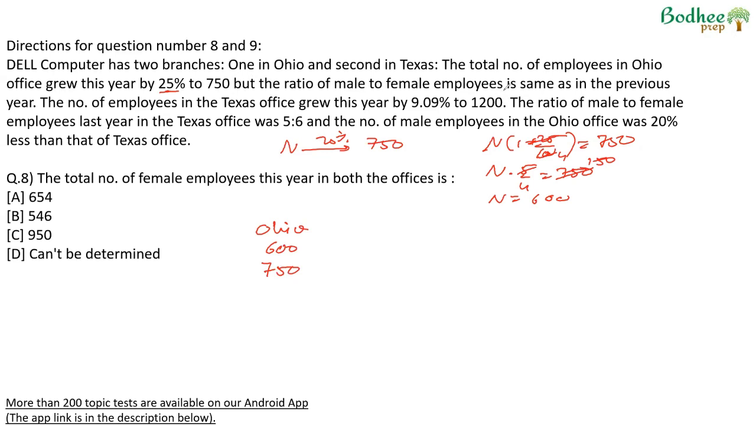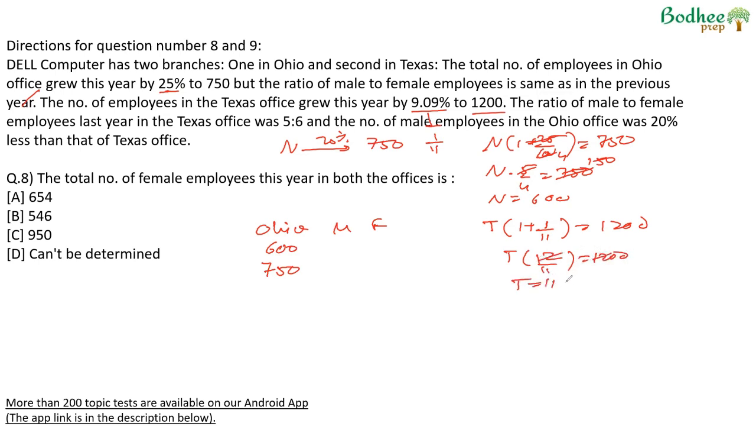But the ratio of male and female employees is the same. So whatever male and female employees were there, that is the same. In Ohio, male and female we'll find out. The number of employees in Texas grew in the year by 9.09%. So suppose in Texas there were T people. 1 plus 9.09% in fraction is 1 by 11. T grew by 1 by 11 to reach 1200. So we can write T into 12 by 11 is equal to 1200, which gives us T as 1100.